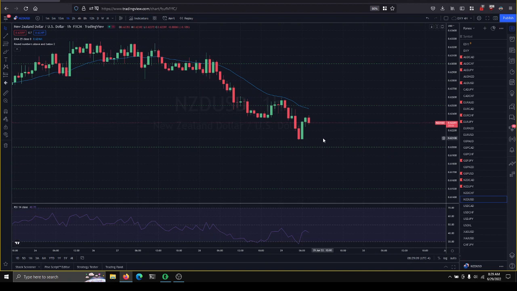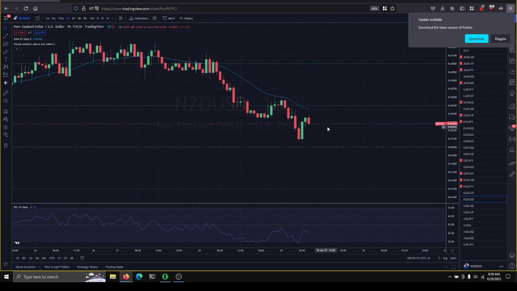This is one of those New Zealand USD pairs that if I'm already in an Aussie USD trade, sometimes I'll look at this on the higher time frames, but I always like to trade the Aussie rather than the New Zealand.